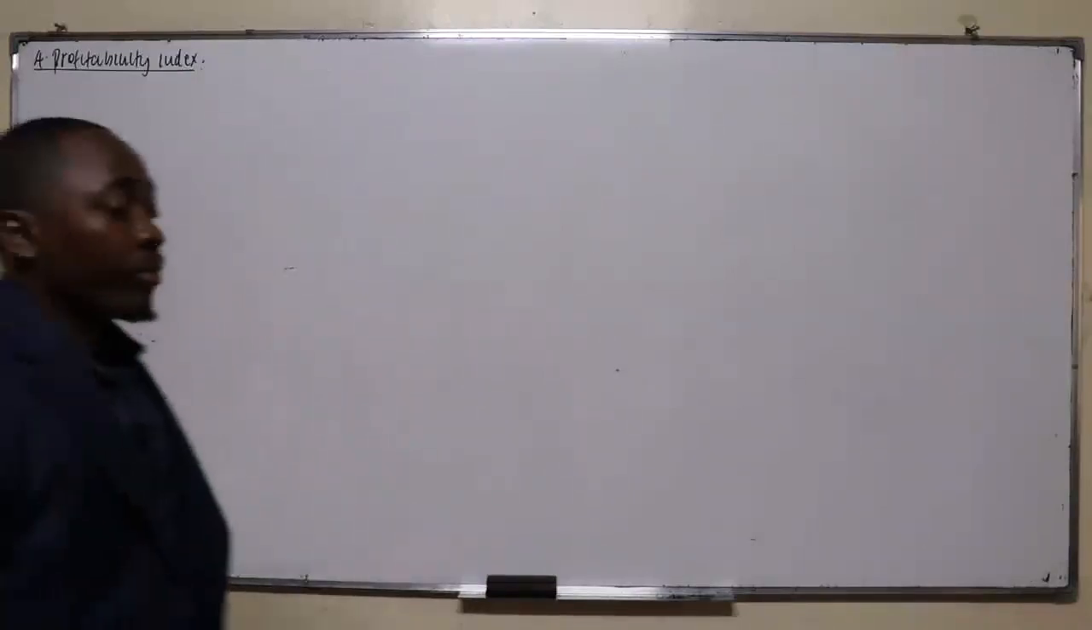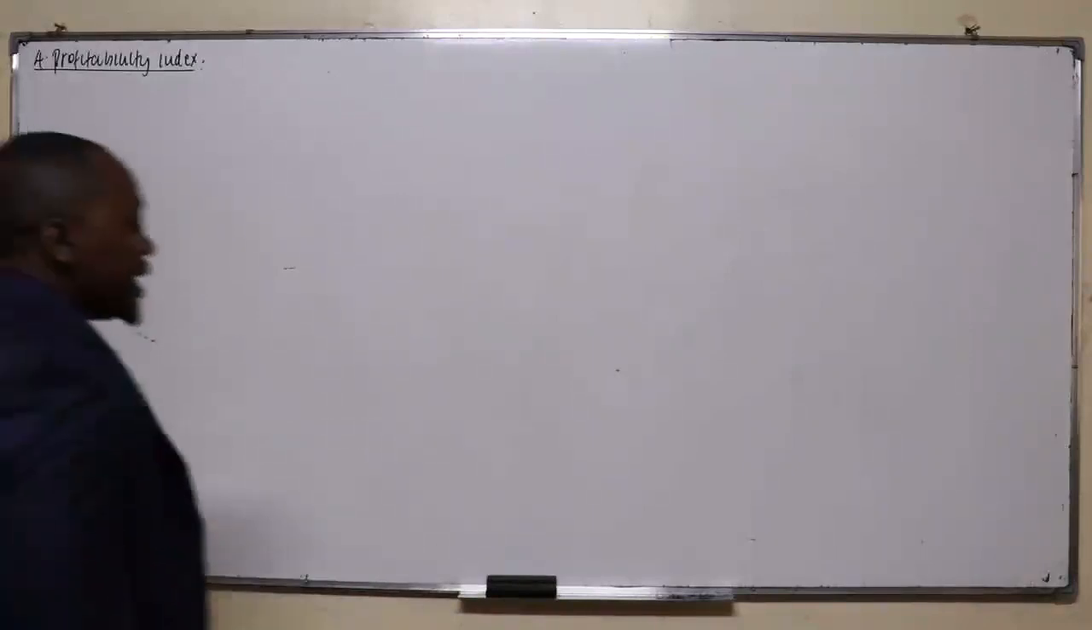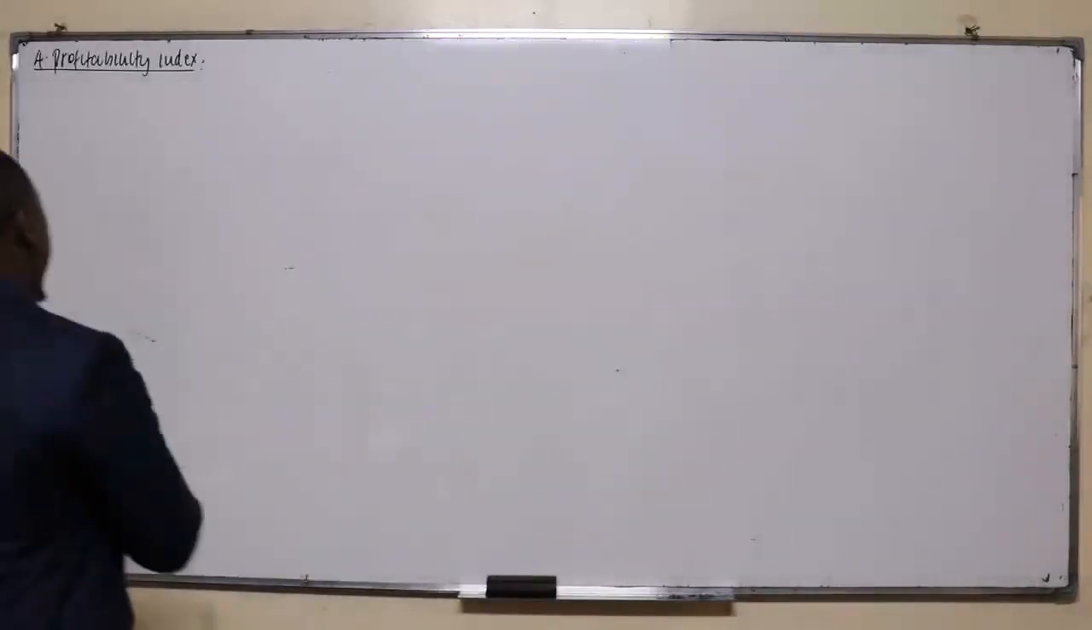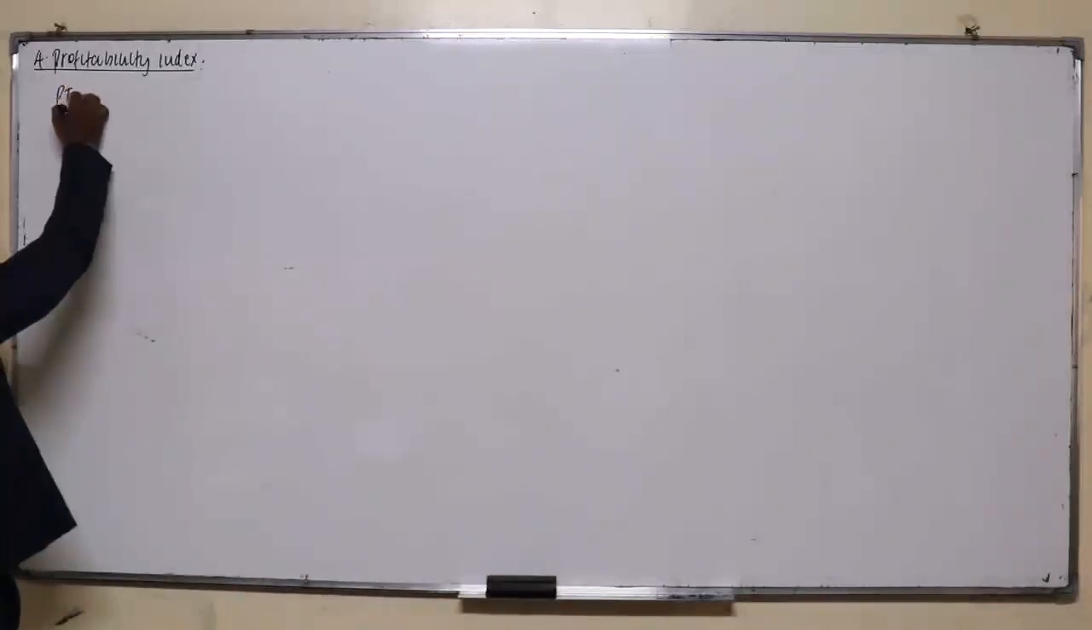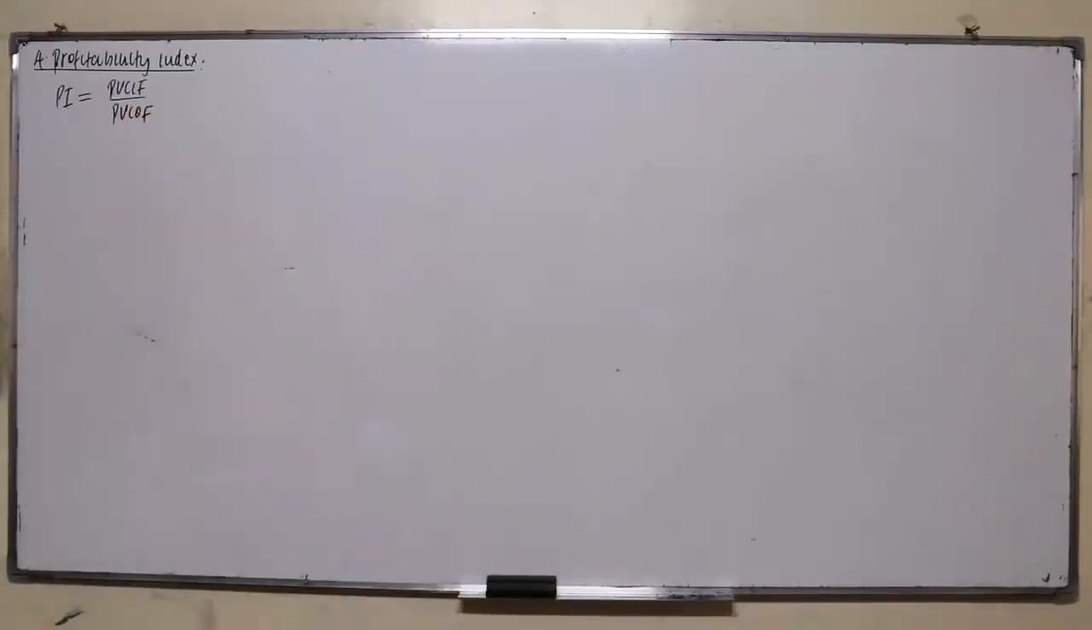This is the relative measure of performance. It indicates the returns ratio for every amount invested. It's evaluated as follows. To get the profitability index, you take the present value of cash inflow and divide by the present value of cash outflow.